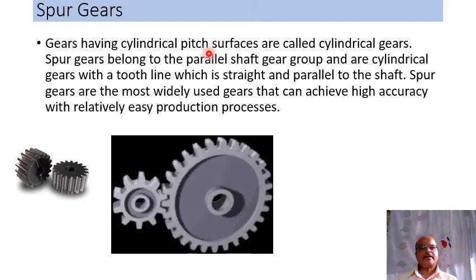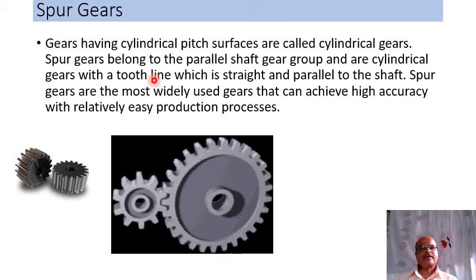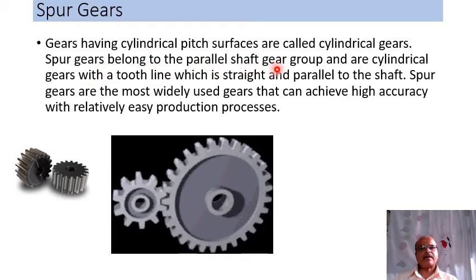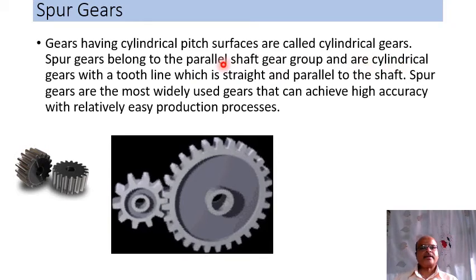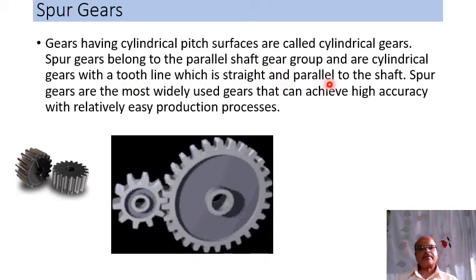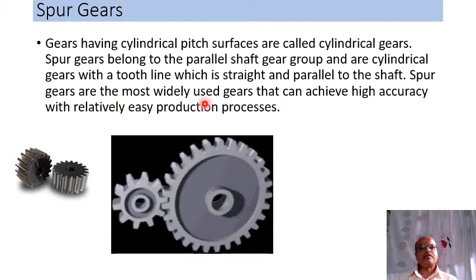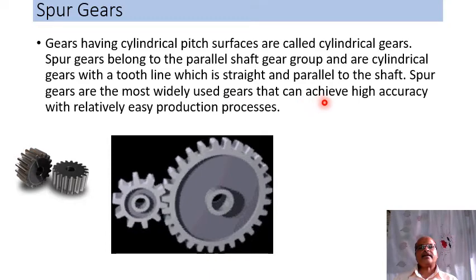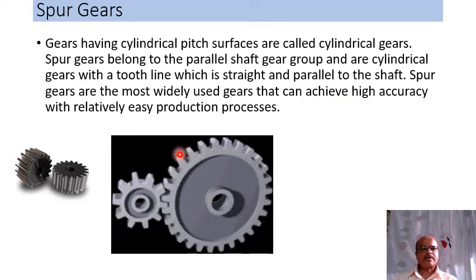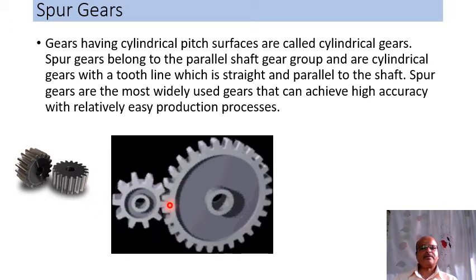Gears having a cylindrical pitch surface are called cylindrical gears. A spur gear belongs to the parallel shaft gear group and is a cylindrical gear with a tooth line which is straight and parallel to the shaft. Spur gears are the most widely used gears that can achieve high accuracy with a relatively easy production process. So this is a spur gear animation as shown in this figure.